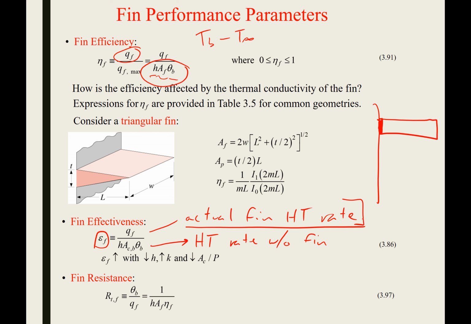So having the fin there means you get more heat transfer. If you don't have a fin there, you get less. So this is going to be a number greater than 1. It's a parameter you can use to compare different designs, to see which one has the better effectiveness. The efficiency is going to be a number between 0 and 1. The effectiveness will typically be a number greater than 1 because it's the ratio of how good the fin is relative to not having any fin at all. Any questions there?